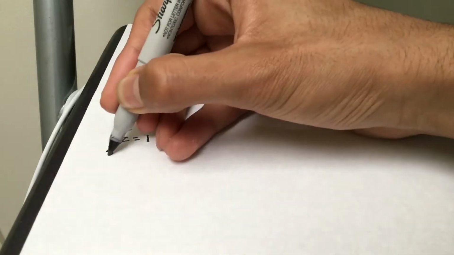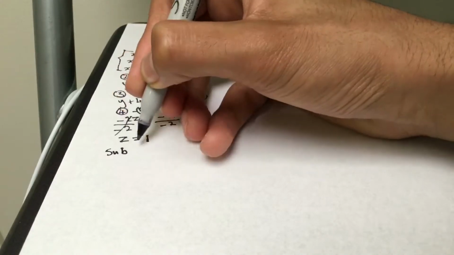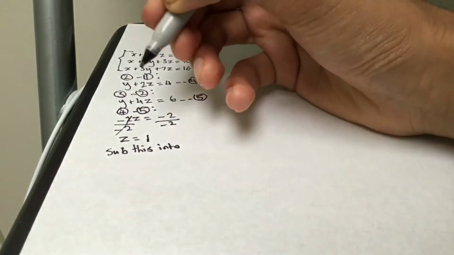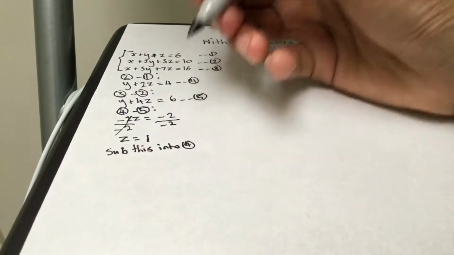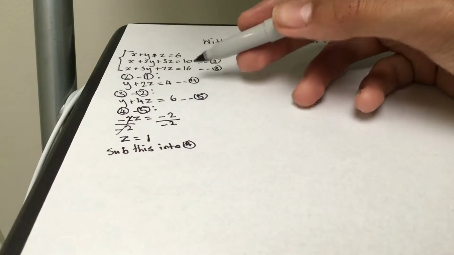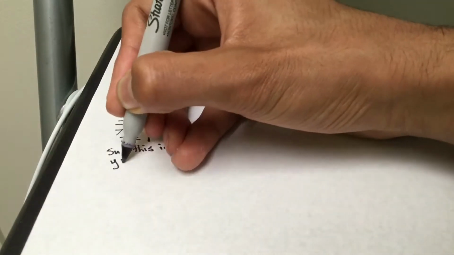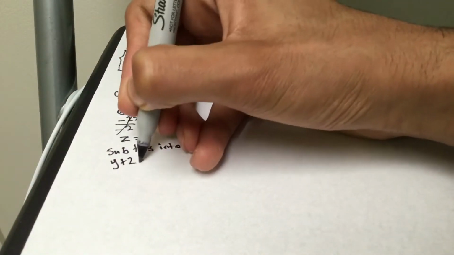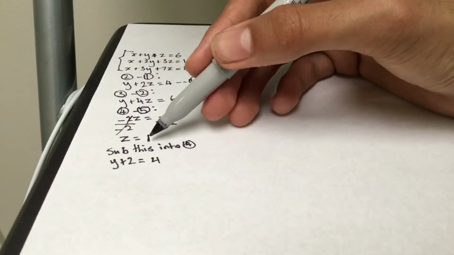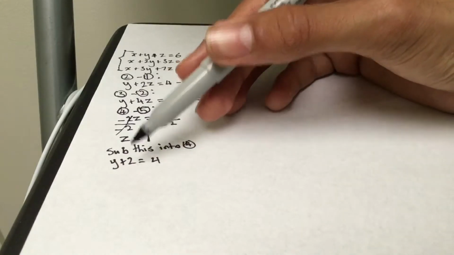So now we sub this into equation 4. When we sub this into equation 4, we get y plus 2 is equal to 4, because I've replaced z with 1, and 2 times 1 is 2.